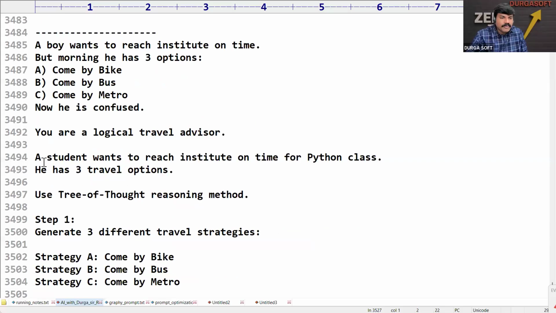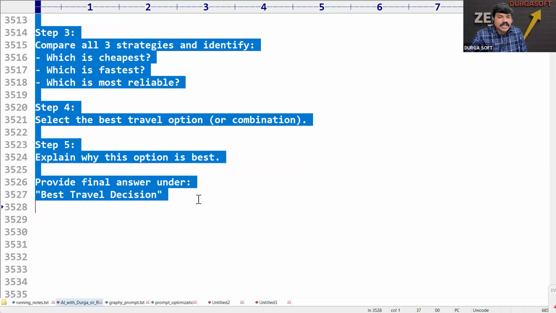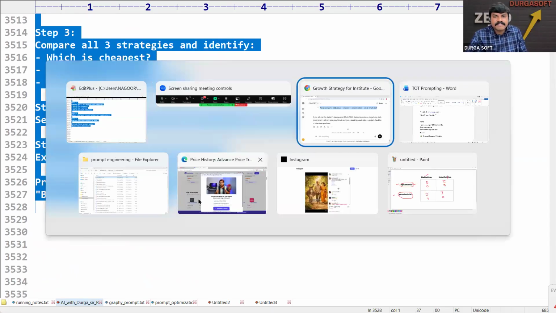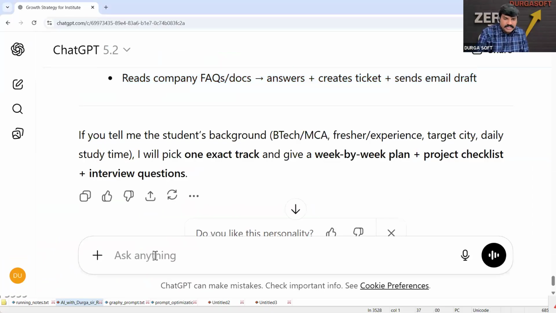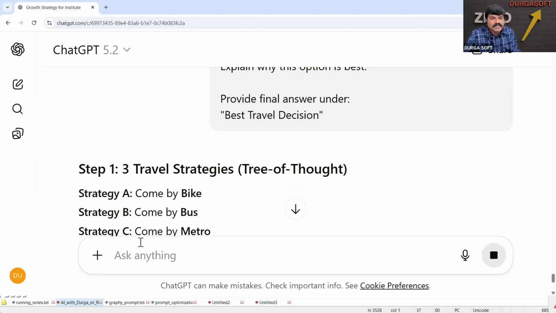How AI is going to think, I don't know. Okay. The prompt says: you are a logical travel planner, coming by bike and so on. Best travel decision. Just at least one example may be connected. That's why I'm telling, friends. Nothing, we are not typing also.